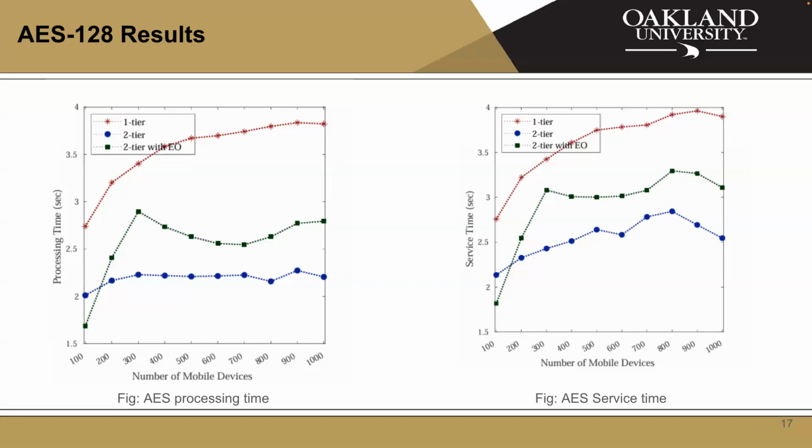On the left figure, it shows the processing time as the simulation increased devices. And on the right, you see the service time with the same increase in devices. We see that as the number of mobile devices increased, the processing time and service time had an upward trend before seeming to plateau around the 4-second mark. The service time peaked at 3.9 seconds at 900 mobile devices, and the average processing time peaked at 3.82 seconds.